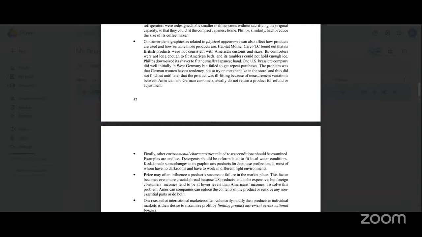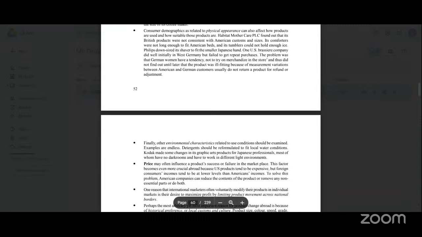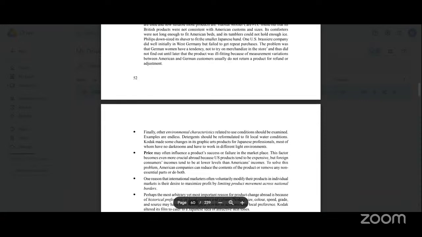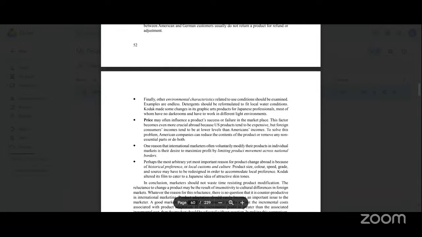And another example is of a US brassiere company. What they did was, when they initially introduced themselves in the West German market, they did not do well because German women have a different process where they like to try out the merchandise at a store. They did not fail as such until later when the product was ill-fitting, as the measurements did not consider variations between American and German customers. So the product may have been refunded or adjustment made against other purchases.